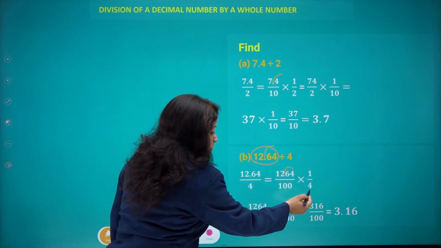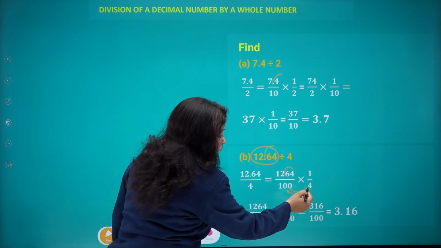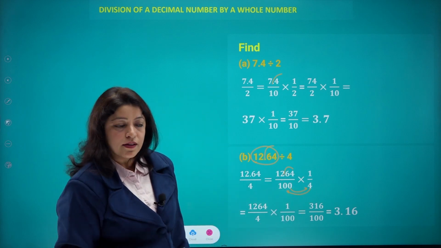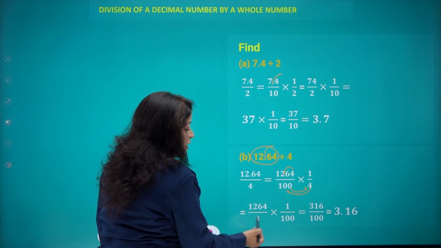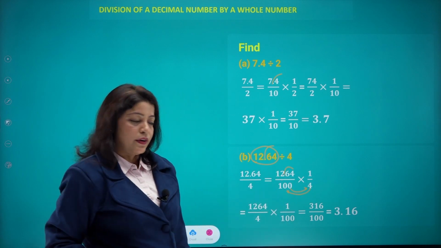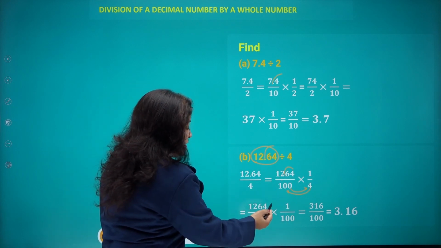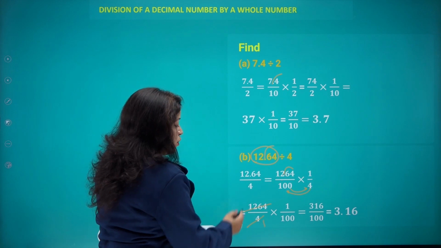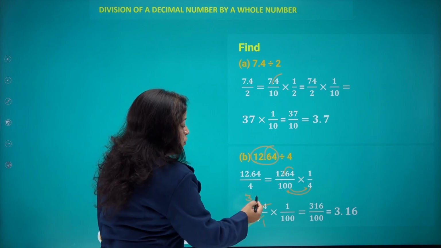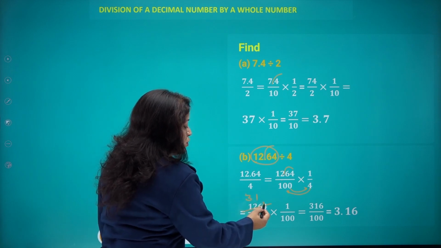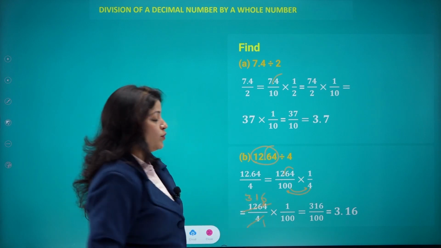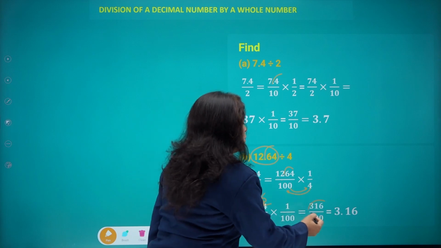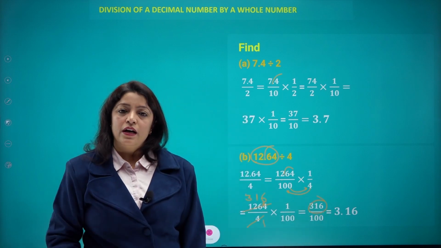Now, I am replacing 100 and 4. We can exchange their places. So, 1264 is divided by 4 and multiplied by 1 over 100. So, it becomes now, if I cancel it, I will get 4 ones are 4, 4 3 times 12, 4 1 time is 4, 2 carryover will be here, it becomes 24 and 4 6 are 24. So, the number is now 316 divided by 100.